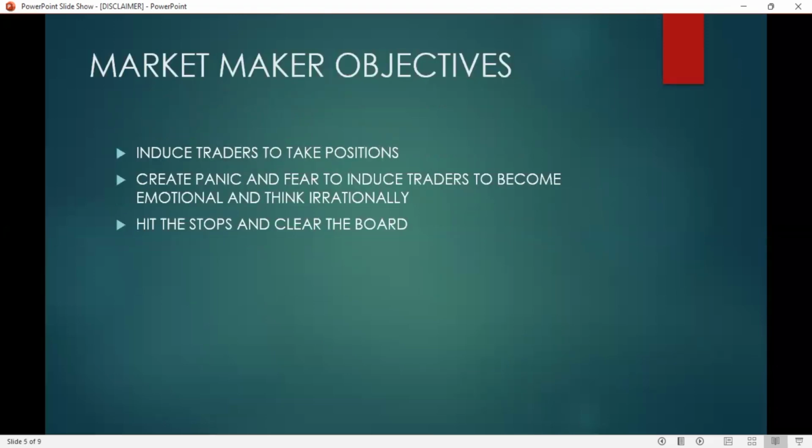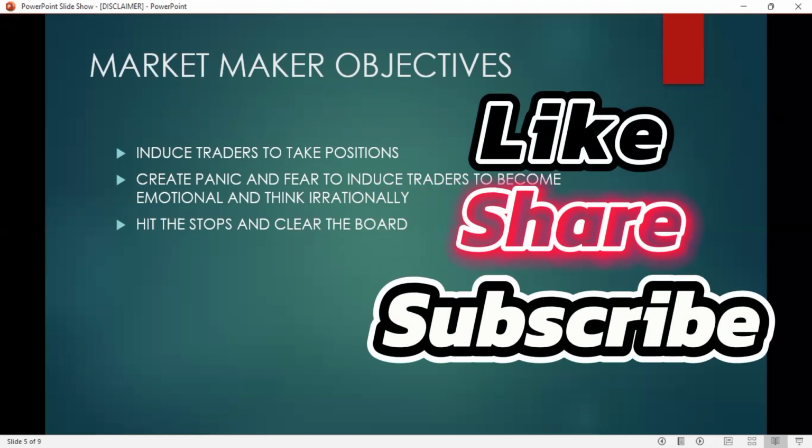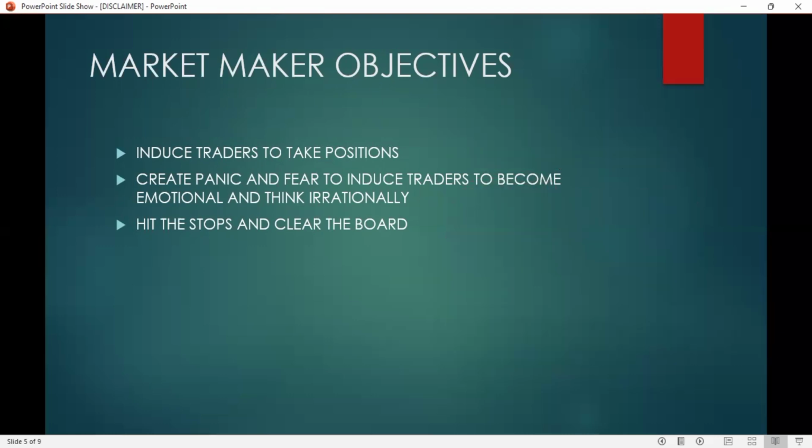Now, what's the main objective of the market maker? The market maker actually tries to induce traders to take positions. Okay, what do we mean by induce traders to take positions, or how do they achieve that? They achieve this by using a range of price movements to trick traders into taking positions in a given direction. And then they reverse it again.